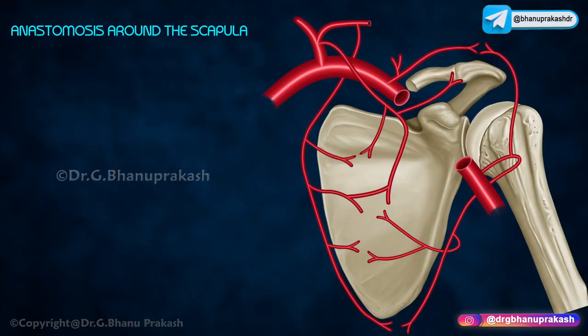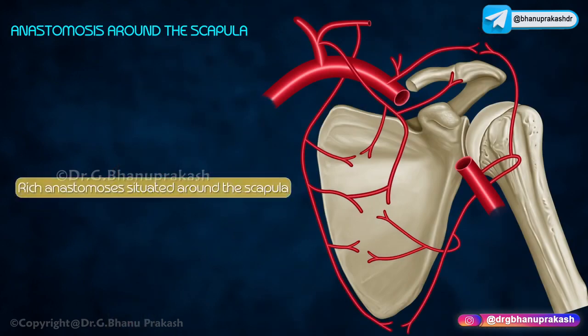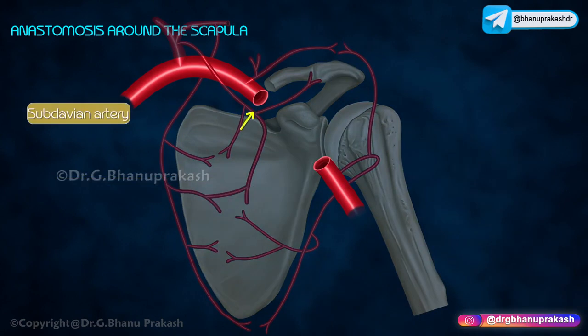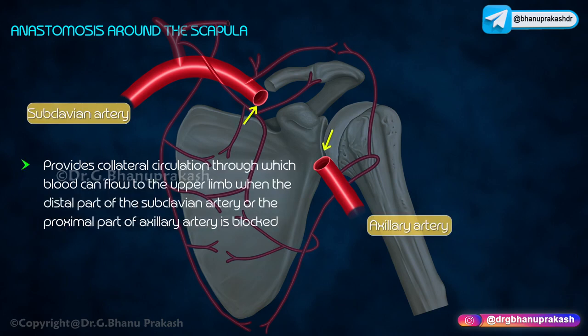Anastomosis around the scapula. This is a rich anastomosis situated around the scapula and is between branches of the first part of the subclavian artery and the third part of the axillary artery. This anastomosis provides collateral circulation through which blood can flow to the upper limb when the distal part of the subclavian artery or the proximal part of the axillary artery is blocked. It takes place at 2 sites.